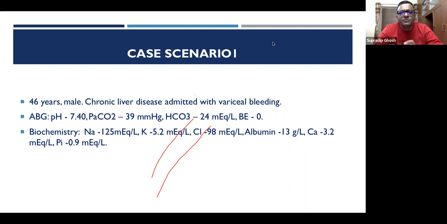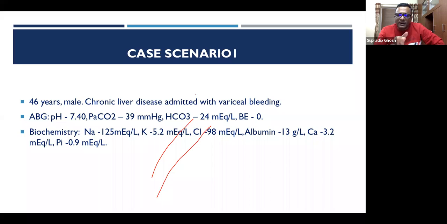Normal. Yeah. What do you think? Using your Henderson Hasselbalch, it looks normal, but can you believe it is normal? Rishikesh has answered normal, Santosh has answered normal, Usha has also answered normal. Yeah, it looks normal because the pH is normal, PCO2 is normal, bicarbonate is normal, base excess is normal, but can you believe a sick patient like this can have absolutely normal acid base status?